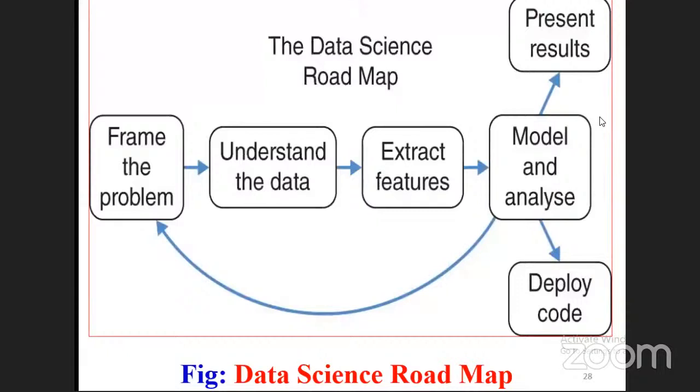Data science roadmap. If you see, first we need to frame the problem, then collect the data, and then you need to understand the data, then extract the features, then develop a model. That model predicts the results and code.